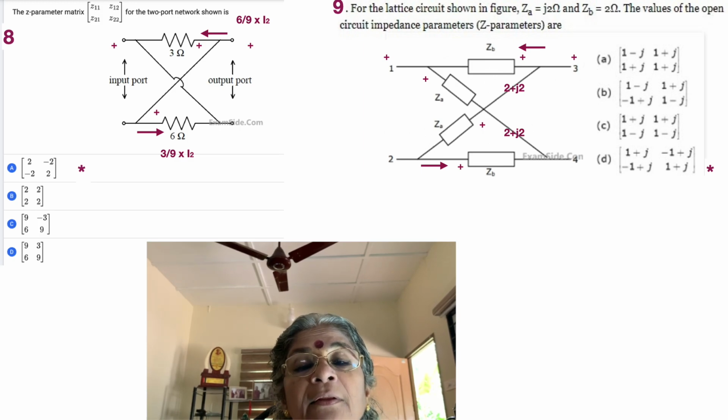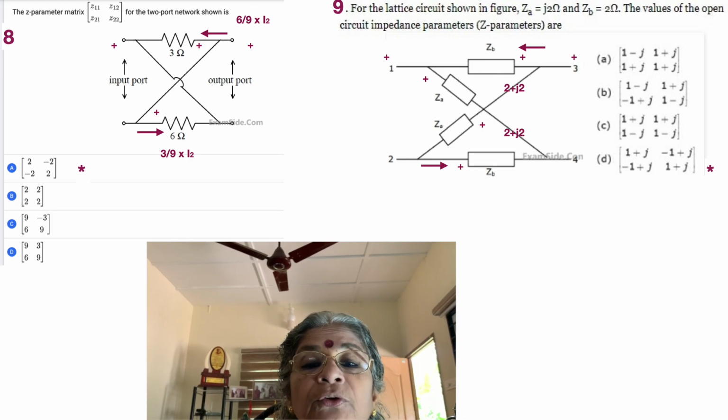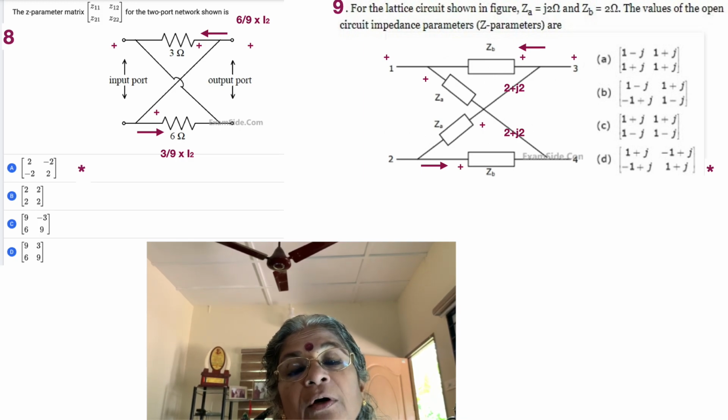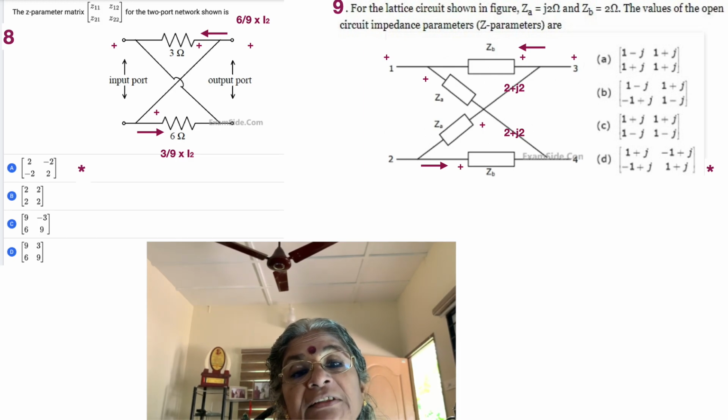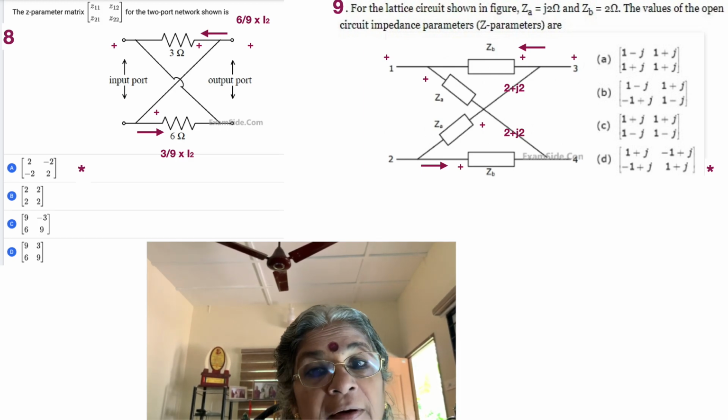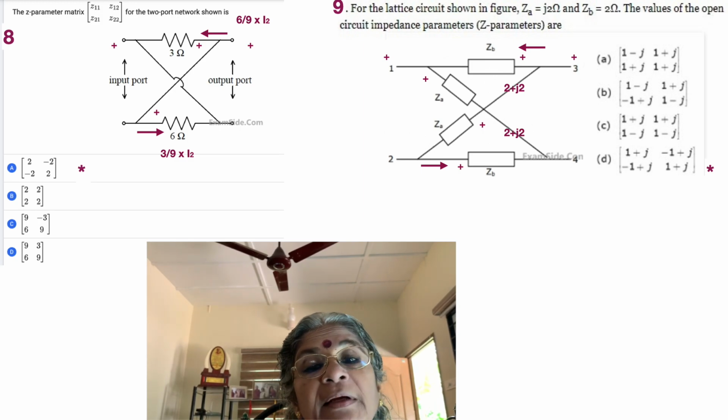Similarly, there's another portion of the current, splitting of the current, and then it flows through ZB, and then it flows through ZA and goes back. Let's measure voltage V1 from port 1. So what do we measure? We measure the voltage across ZA, and then we measure the voltage across ZB.